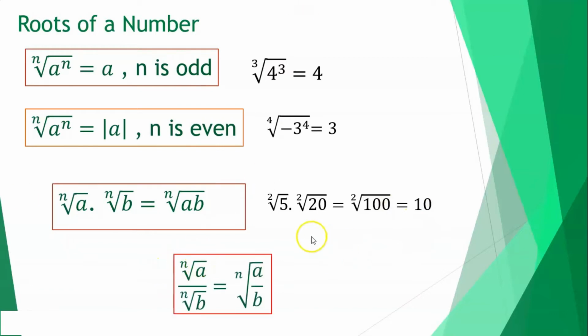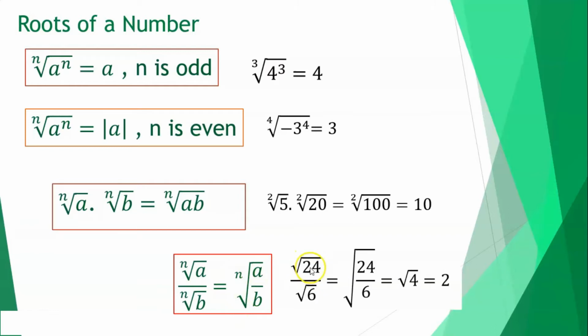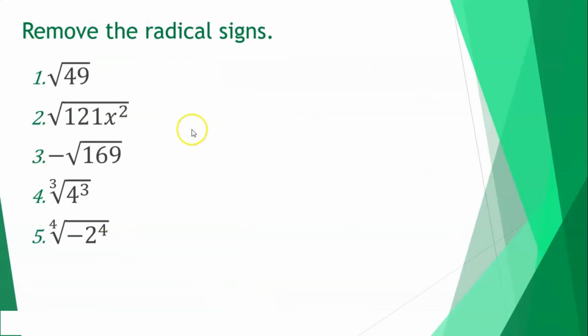Another. Now when you divide radicals of the same index, just the same thing, you simply divide the radicands and copy the index. For example, the square root of 24 divided by the square root of 6. So basically, it's the square root of 24 over 6. 24 divided by 6 is 4. So get the square root of 4. The result is 2.